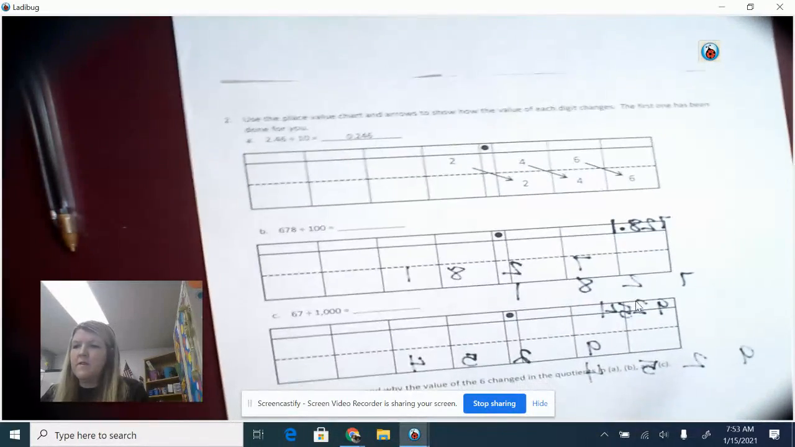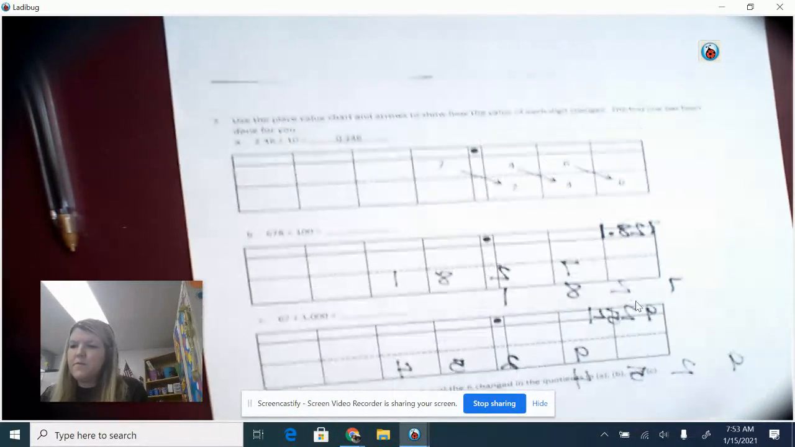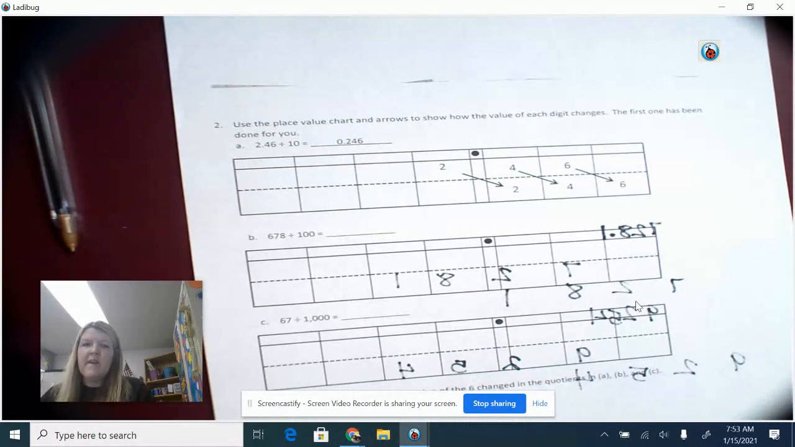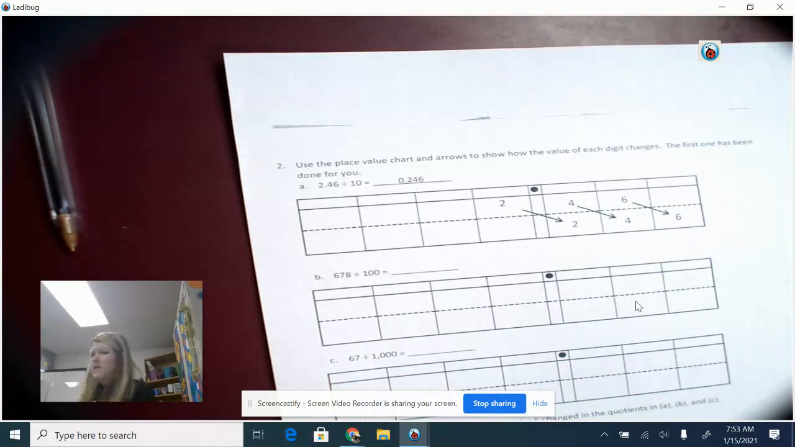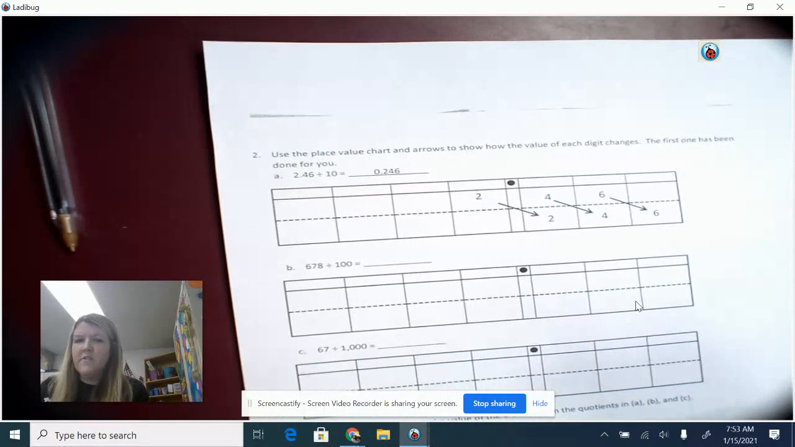All right, so now we're going to try some division problems. And so you can see they have done the first one, and they divided by 10. So instead of moving to the left, we move to the right. So that's what we're going to do with these division problems. And since that went through, I'm going to go ahead and get a new page. So now we've got 678 divided by 100.